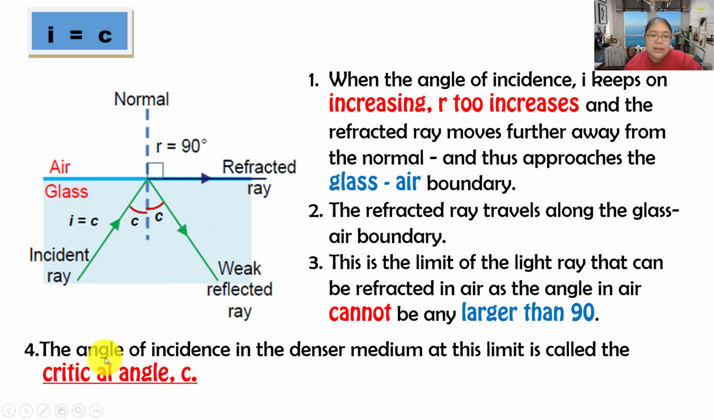So from here, this angle of incidence in the denser medium, this one C, is the angle that makes the refracted ray exactly 90 degrees. This angle we call the critical angle. From here we never say I, we straightforwardly call it the critical angle. We use C to represent it.